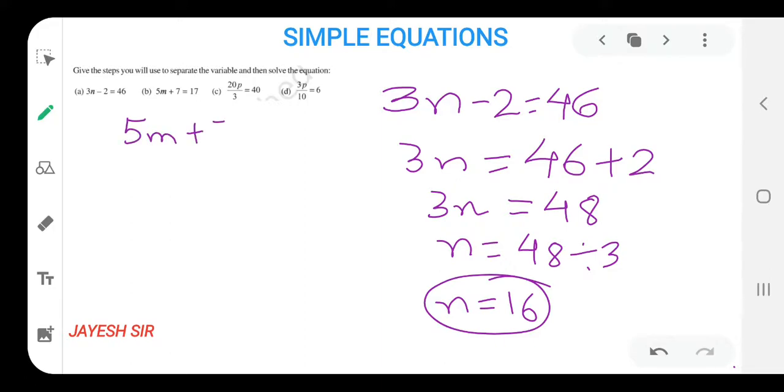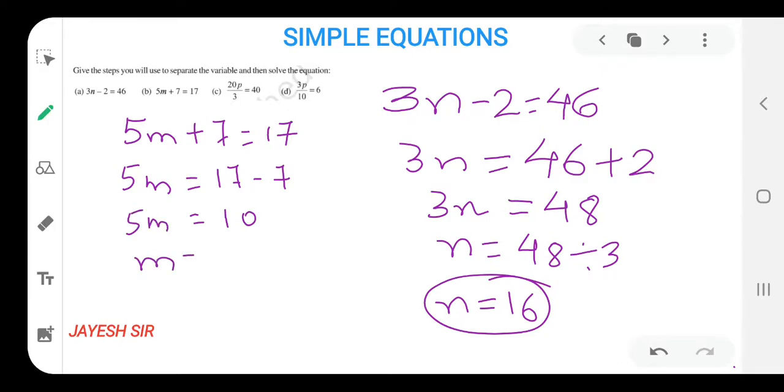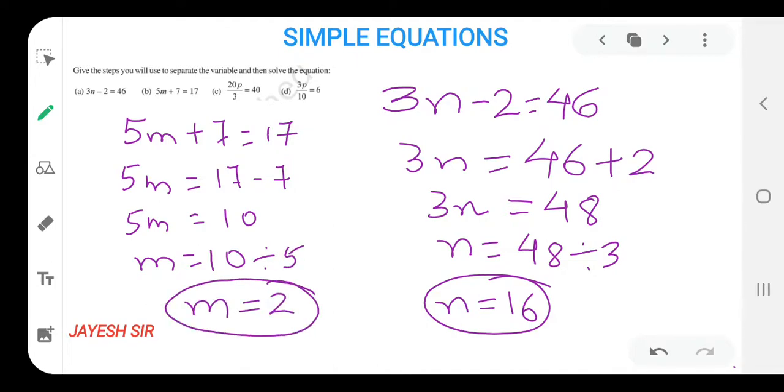That is 5m plus 7 equals to 17. Now 5m as it is, plus 7 after going that side will become minus 7. So it would be 10. 5m equals to 10 and m equals to 10 divided by 5. So the value for m I am obtaining over here is 2. I hope you all might be getting it, friends, as we have done with the same method.